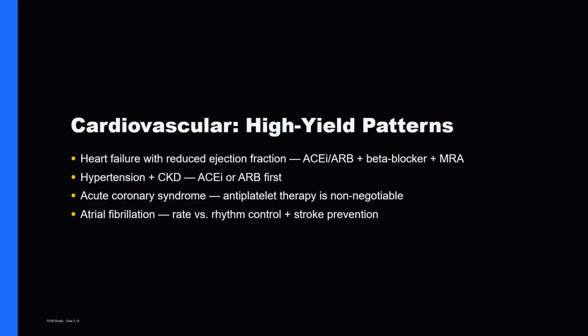Cardiovascular is dense, so let's anchor a few patterns. In heart failure with reduced ejection fraction, think of the core pillars: renin-angiotensin blockade, a beta blocker, and a mineralocorticoid receptor antagonist. In a patient with hypertension and chronic kidney disease, an ACE inhibitor, or ARB, is the preferred starting point because of the renoprotective effect. For atrial fibrillation, the exam loves to test whether you address both rate control and anticoagulation for stroke prevention. Don't get so focused on the rhythm that you forget the clot risk. These are recurring themes. Know the why behind each choice, not just the name.